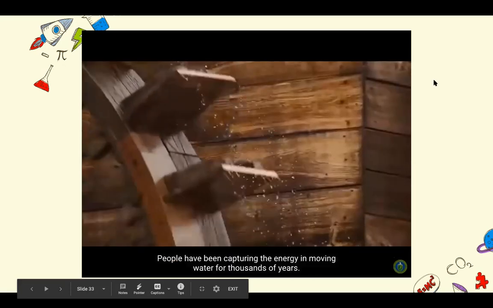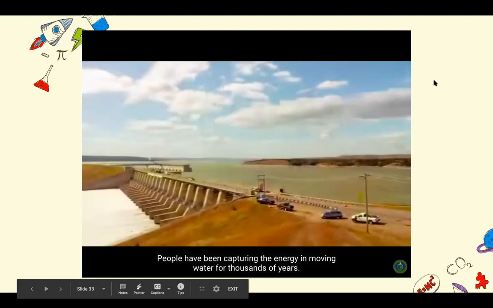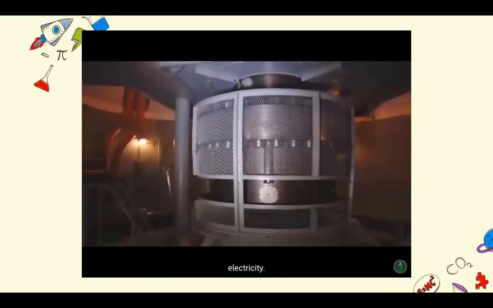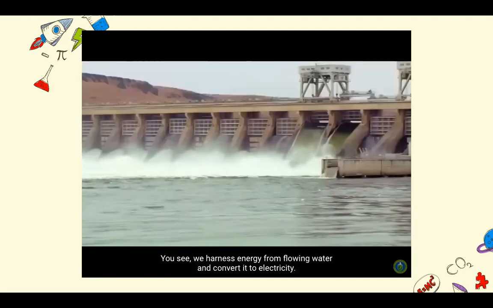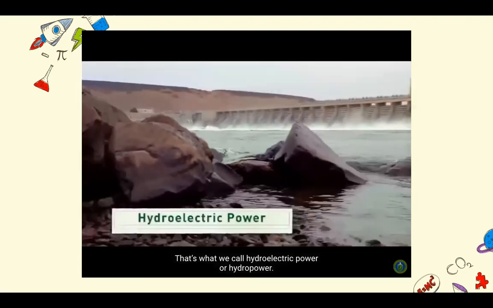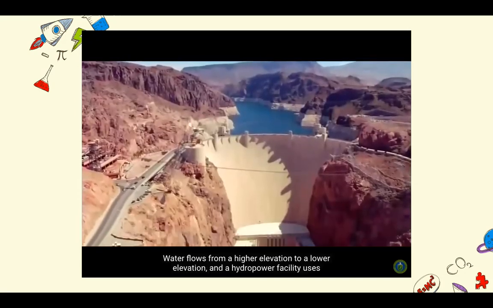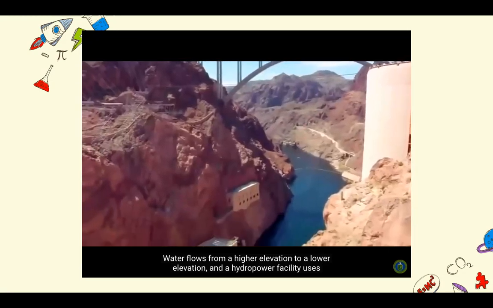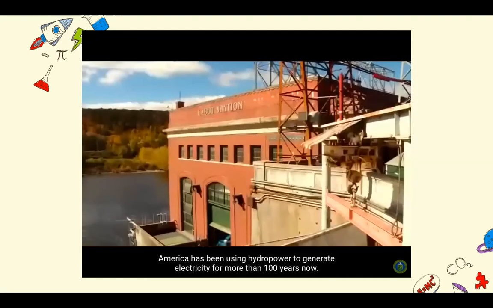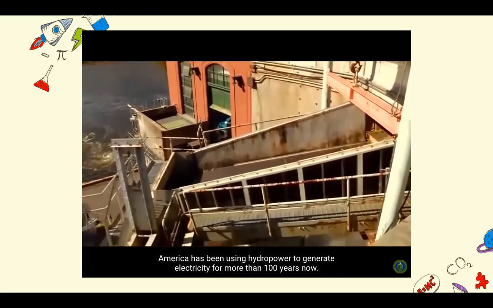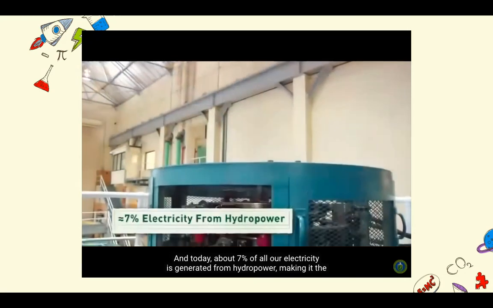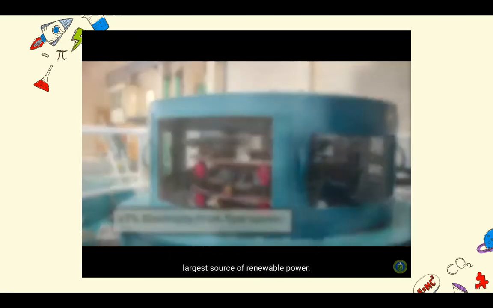People have been capturing the energy and moving water for thousands of years. And today, it's still a powerful resource that can generate clean, renewable, and affordable electricity. You see, we harness energy from flowing water and convert it to electricity. That's what we call hydroelectric power, or hydropower. Water flows from a higher elevation to a lower elevation, and a hydropower facility uses turbines and generators to convert this motion into electricity. America has been using hydropower to generate electricity for more than 100 years now. And today, about 7% of all our electricity is generated from hydropower, making it the largest source of renewable power.